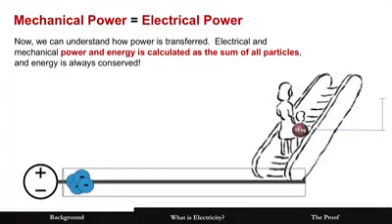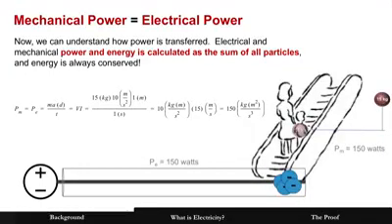Now let's put all this together. Because now we can understand how power is transferred. Electrical and mechanical power is really just the energy calculated as a sum of all particles. And energy is always conserved. Now, I'm assuming the same time frame here because I've set the mechanical power equal to the electrical power. But these are all the numbers from the previous slides. And I put the units in here because the value and the units now all align for mechanical power and for electrical power. And why?